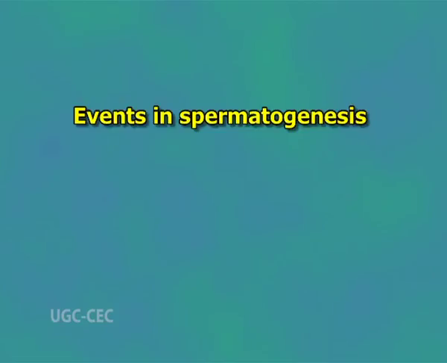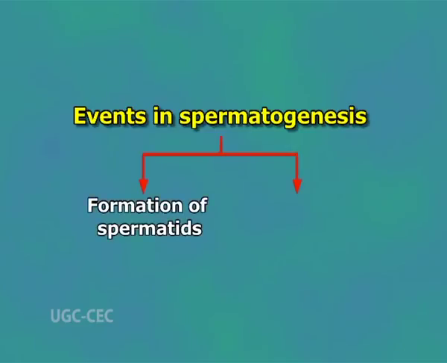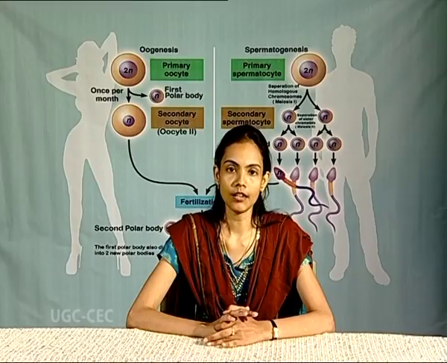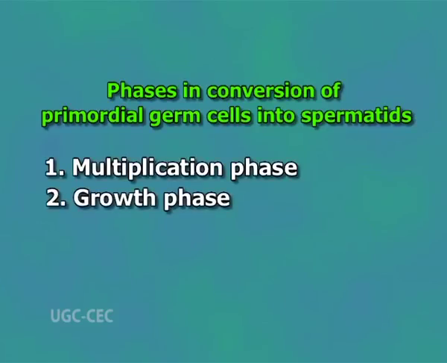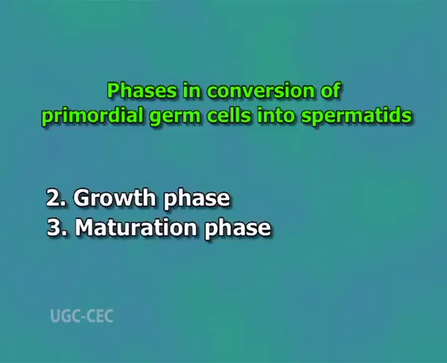Events in spermatogenesis. The entire process of spermatogenesis can be divided into two stages, namely formation of spermatids and spermiogenesis. Formation of spermatids. Spermatogenesis begins in the germinal epithelial cells of the seminiferous tubules. The germinal cells are also called primordial germ cells. There are three phases in the conversion of primordial germ cells into spermatids. They are multiplication phase, growth phase, and maturation phase.